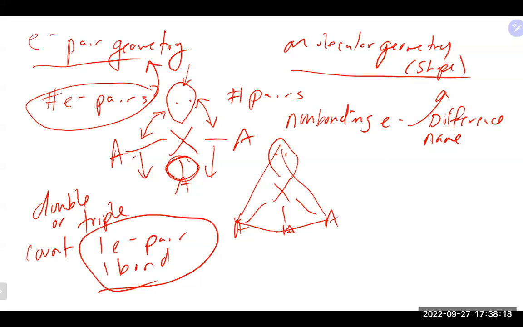Any questions on any of that stuff that we talked about? So clearly you are responsible to know how to identify each of those names. And we're going to continue on.